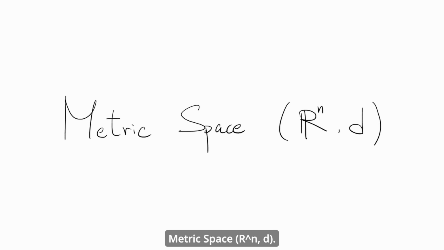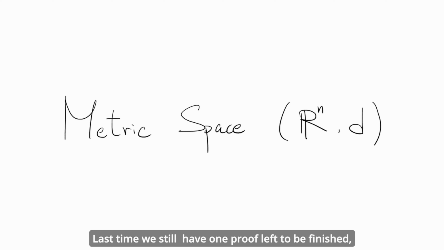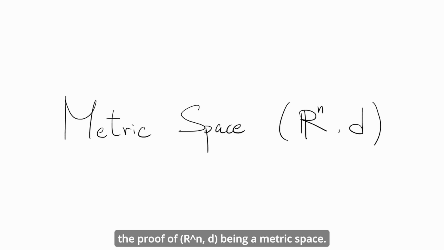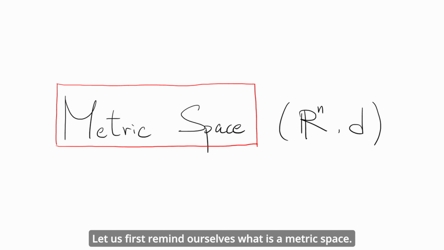Metric space Rⁿ and d. In the previous video, we precisely defined what a manifold is. If you are interested in it, feel free to check it out. Last time we still had one proof left to be finished, namely the proof of Rⁿ and d being a metric space. Let us first remind ourselves what a metric space is.